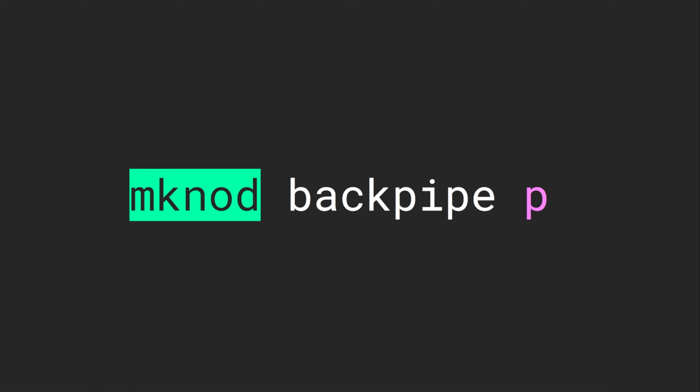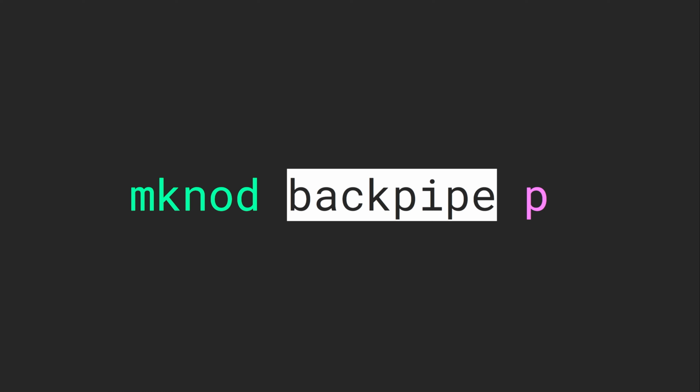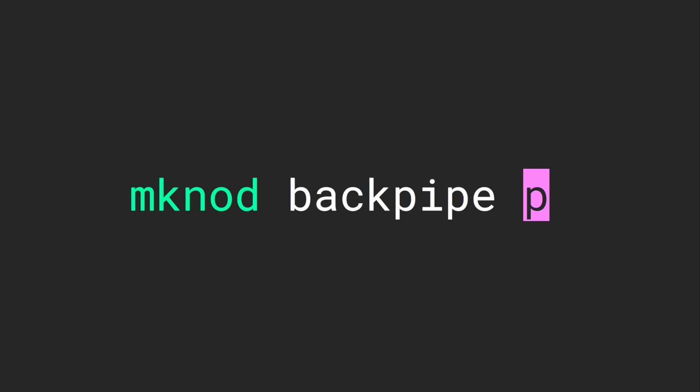Right, and so moving on, next we have backpipe. Now backpipe is simply the name that we chose to give the file here, but of course you could name it anything. And then finally, p is where we specify the specific type of file. Now a p stands for named pipe. It's also alternatively called a FIFO, which is an acronym for first in, first out.